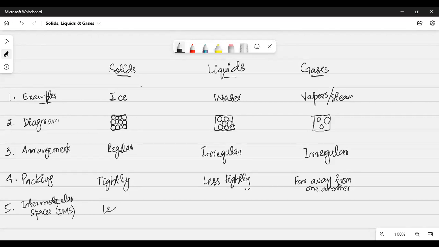So that's least for solids, and that's most for gases, and that's mediocre for liquids. You can call it medium, you can call it something in between, so solids and gases, or mediocre simply. Right?